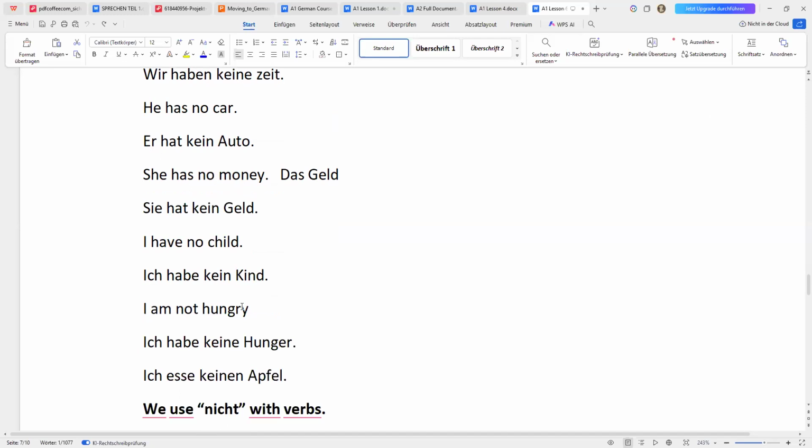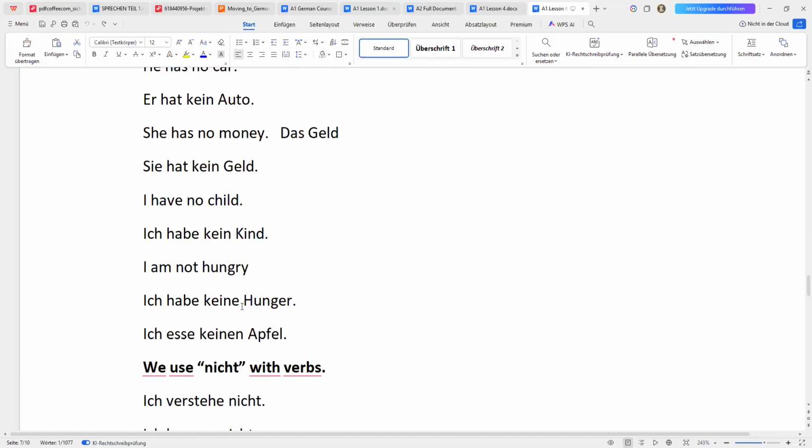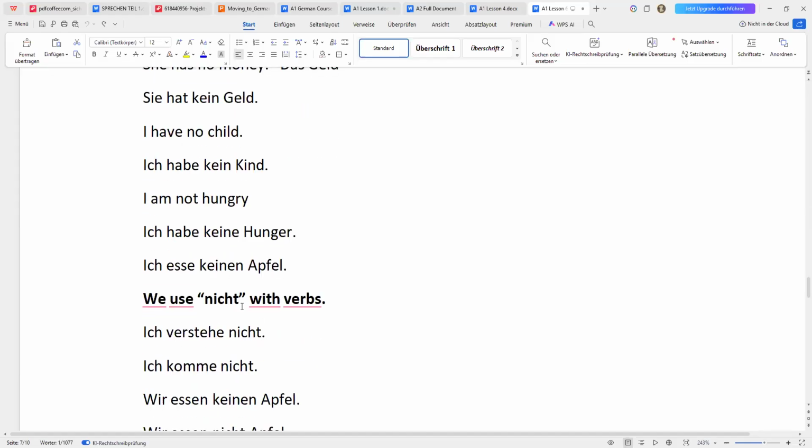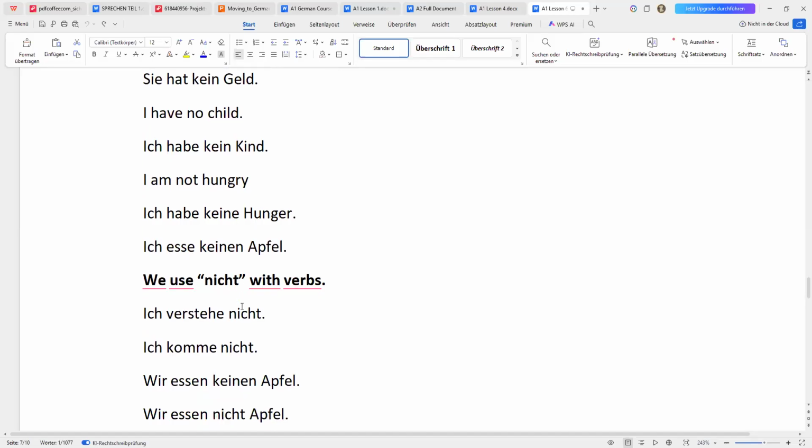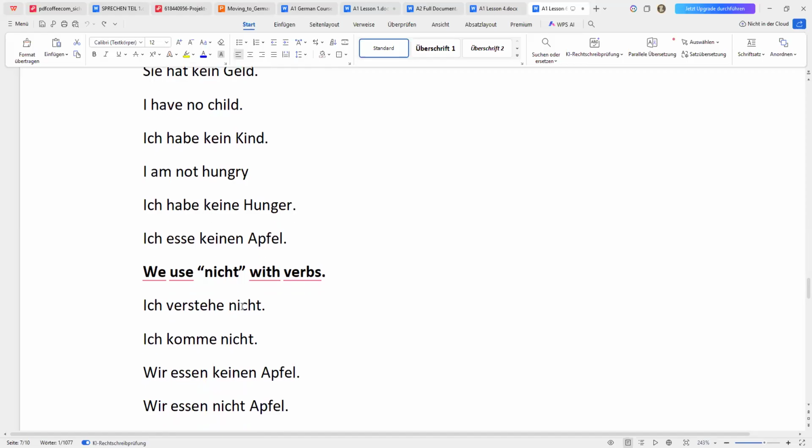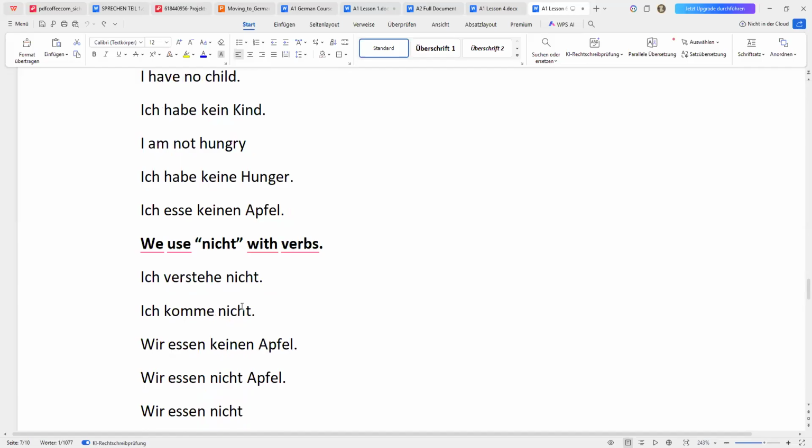Okay, so we use nicht with verbs. When negating verbs like ich komme nicht, ich verstehe nicht. But now, when negating like wir essen keinen Apfel, you don't say wir essen nicht Apfel. That is wrong. That is not the correct way. We don't say wir essen nicht Apfel. Wir essen keinen Apfel. We use the keinen form when negating nouns. So, wir essen nicht Apfel, that is wrong. You just say, wir essen nicht.